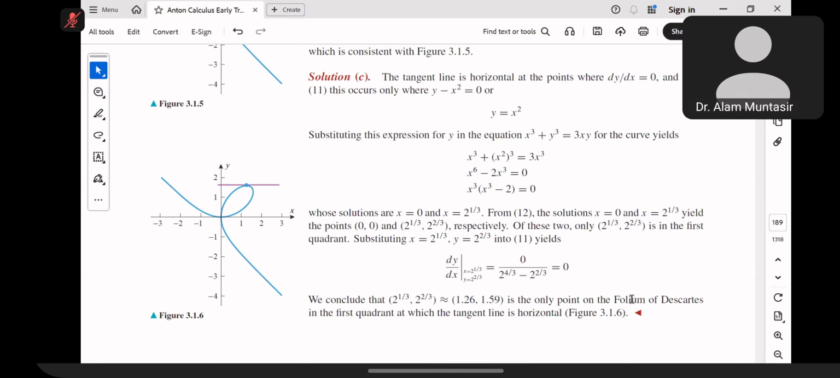Since in the question it is given, we have to find out the point which is located in the first quadrant. So the only point located in the first quadrant where the slope is horizontal is this point, (2^(1/3), 2^(2/3)). This is the only point in the first quadrant where the slope becomes 0. That means we get a horizontal slope at this point.